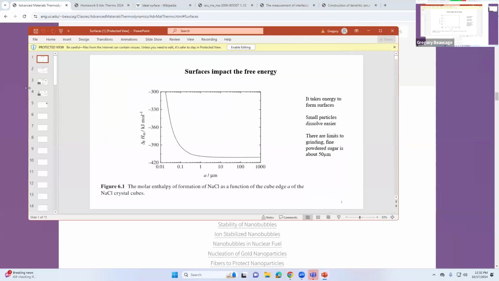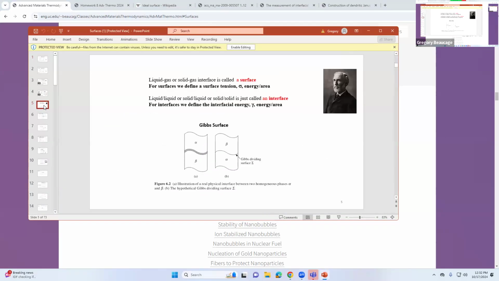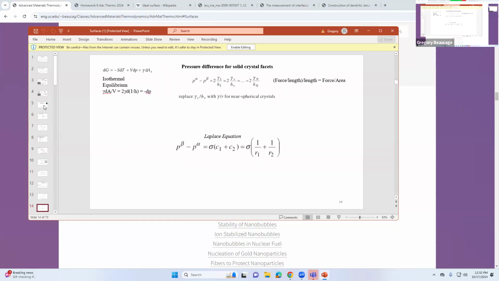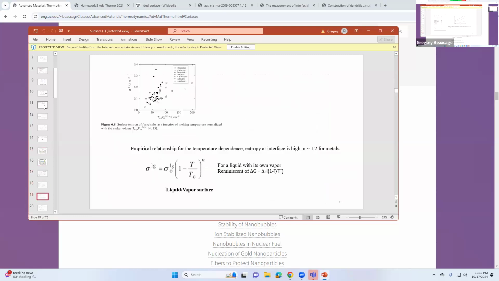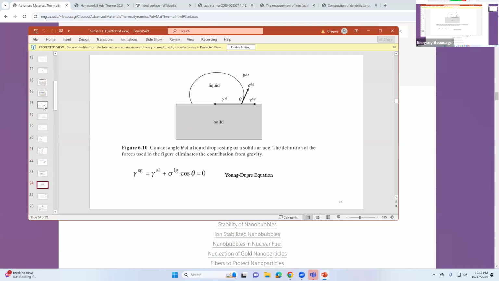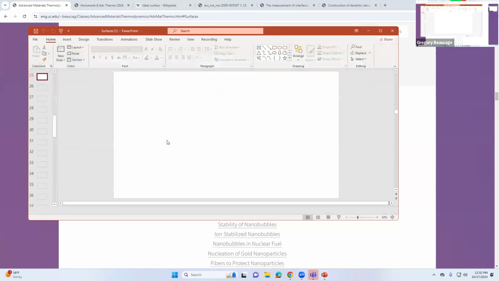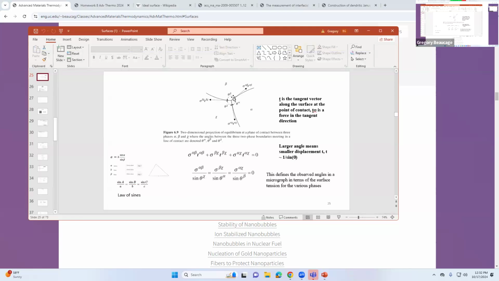So this paper is really about the blah blah blah, and then it goes into this business about, like, contact angle, and then it goes into this thing. This is called the Newman method or something, where you have these three phases meeting. You can figure out the surface tensions from the angles that you measure on the micrograph.